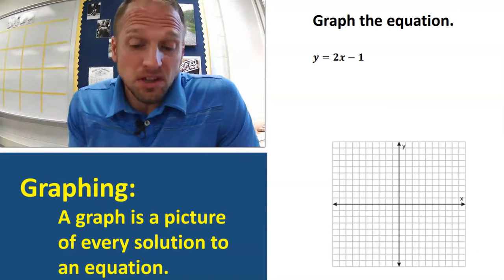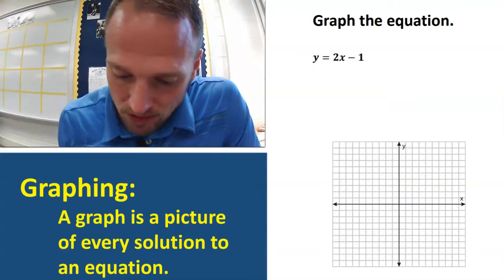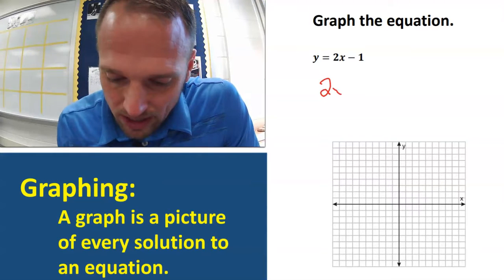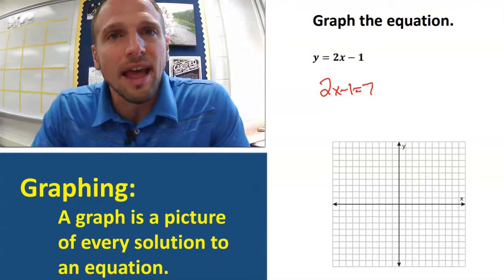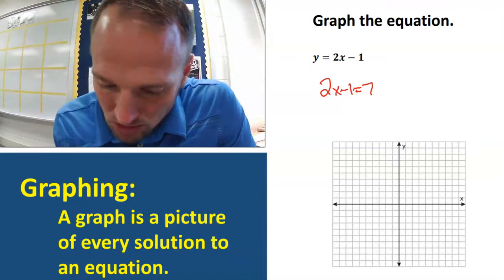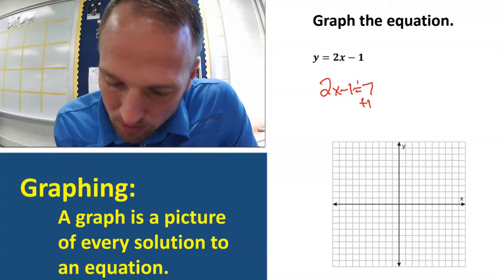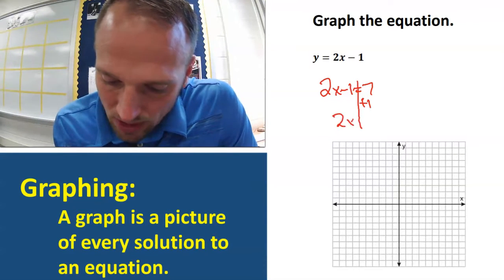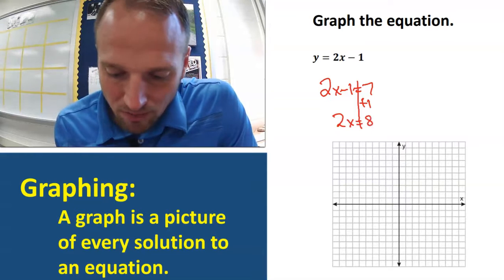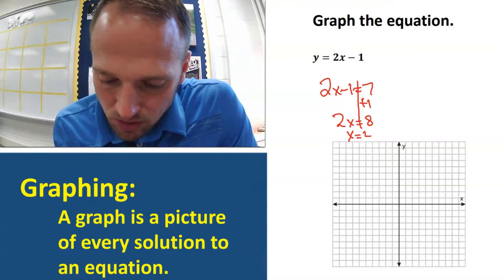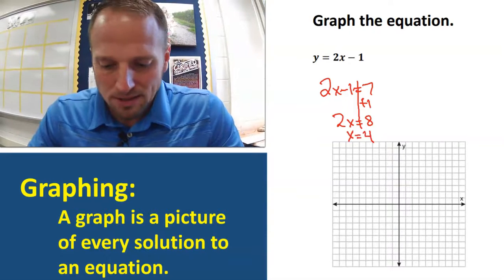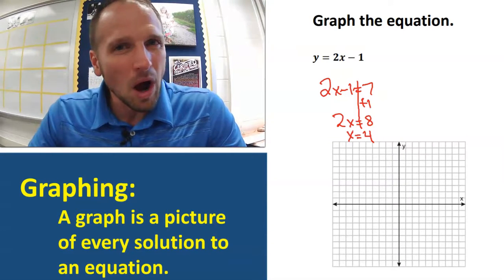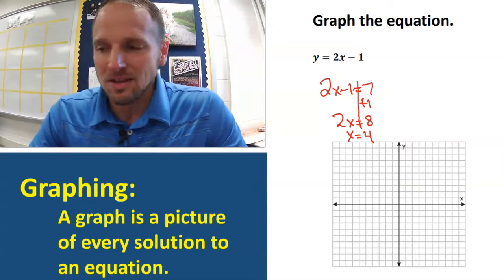Now, typically we would see 2x minus 1 equals 7, or something like that. And then we could solve that, right? Because we would just add the 1 over, and we'd say 2x equals 8, and then divide by 2, and you'd be able to tell me x equals 4. And that's no problem. But this time we have a y and an x.